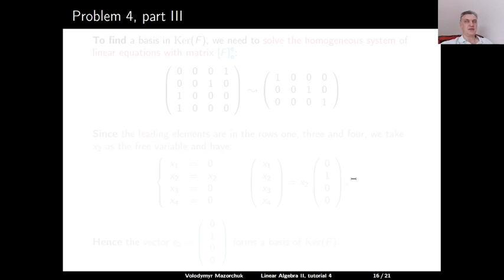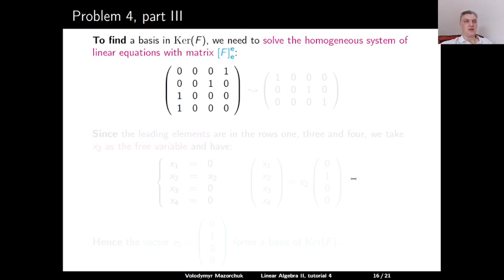We need to find a basis in the kernel of F intersection with the image of F. So let's start with the kernel of F. In order to find a basis in the kernel of F, we need to solve the homogeneous system of linear equations whose matrix is the matrix of F in the standard basis. So this is a matrix of F in the standard basis. We see that row 3 and row 4 coincide, so we can just delete row 4, and then we can swap row 1 and row 3. And here is the row echelon form for this matrix.